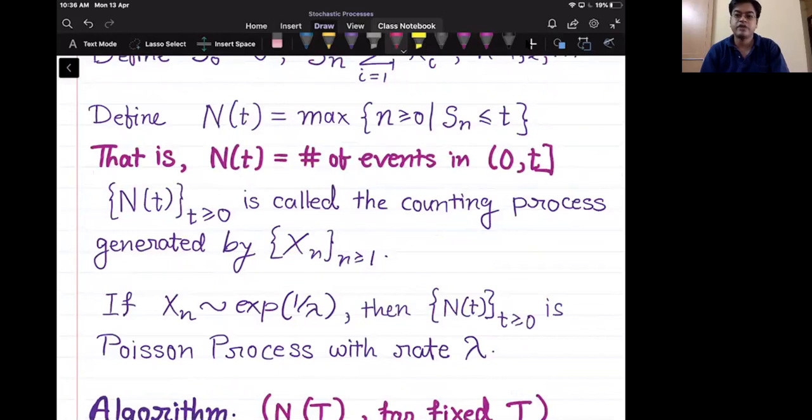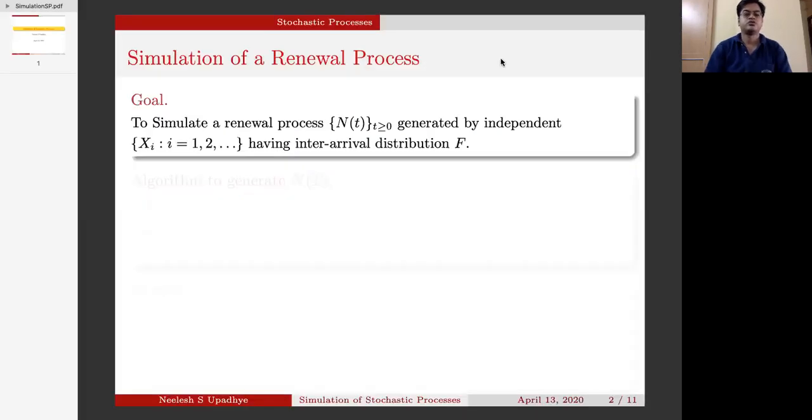Okay. Now let us go back to our definition and see how the renewal process works. Our goal is to simulate a renewal process N(t), t greater than or equal to 0, generated by independent Xi's which have inter-arrival distribution F. So the process is to generate these inter-arrival times, and after generating them, we may get N(t), which is the number of events in the interval 0 to t. Let us try to see a rough algorithm of how to generate this N(t).